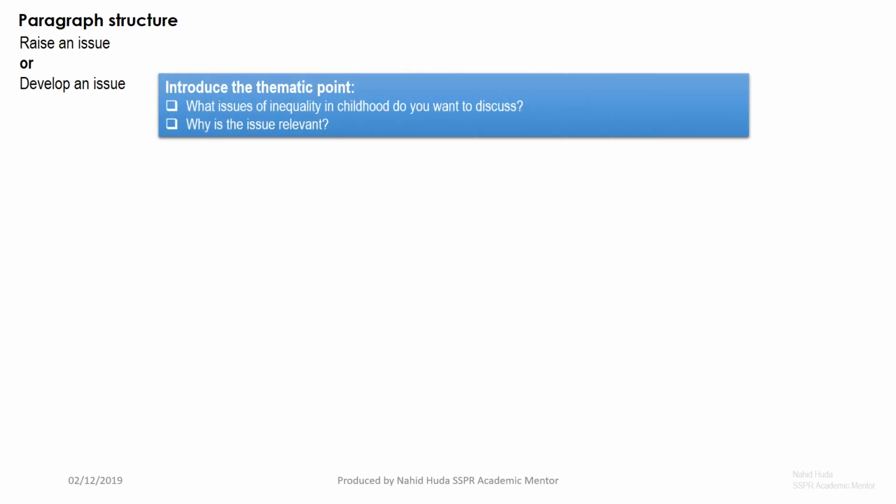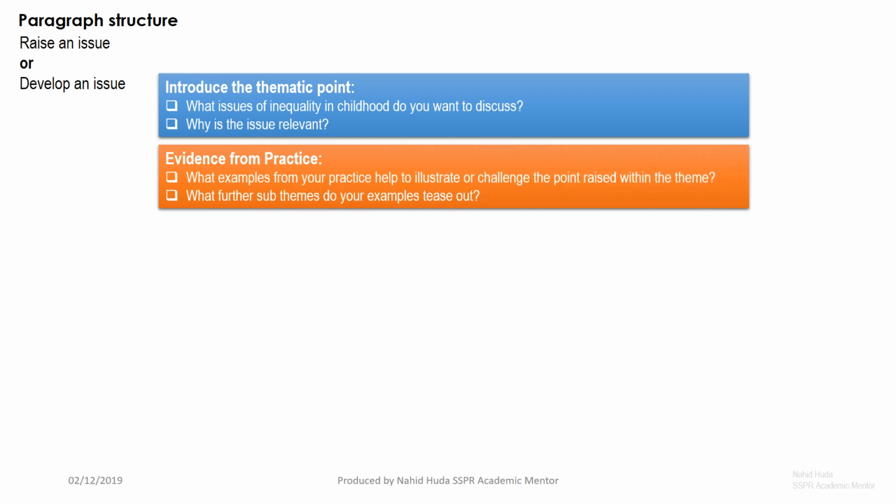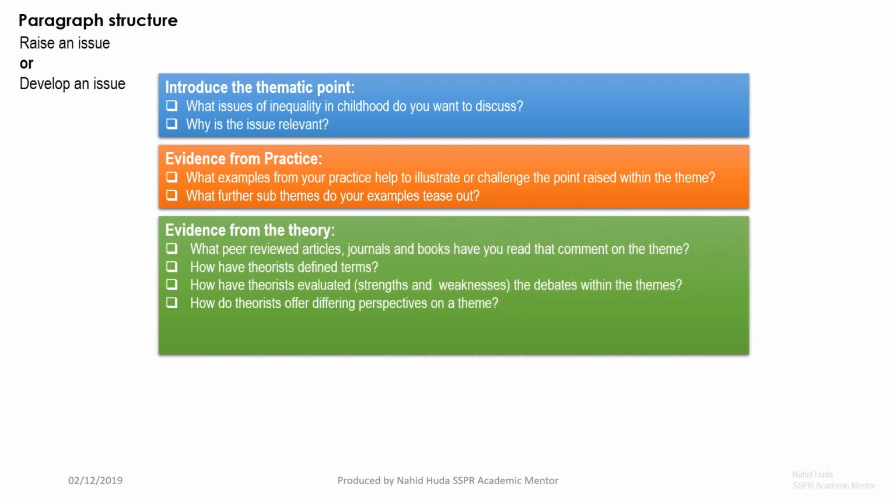The next example is a variation of the previous model. So you introduce the thematic point. This time you draw evidence from your practice. So what examples from your practice can help illustrate or challenge the point raised within the theme? And what further points or sub-themes do your examples tease out? Then you connect the theory, the evidence from the theory.